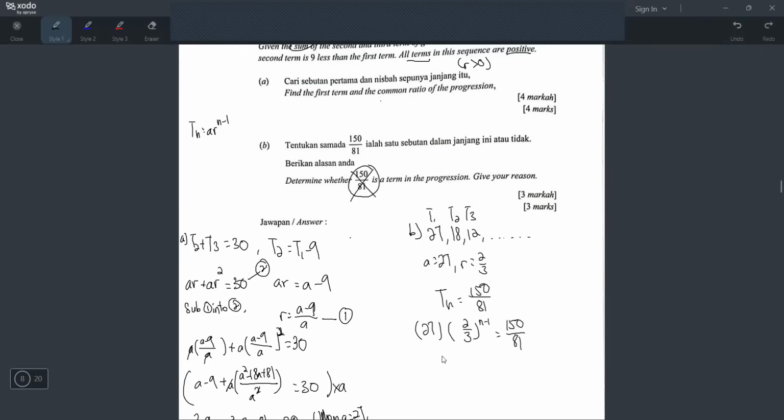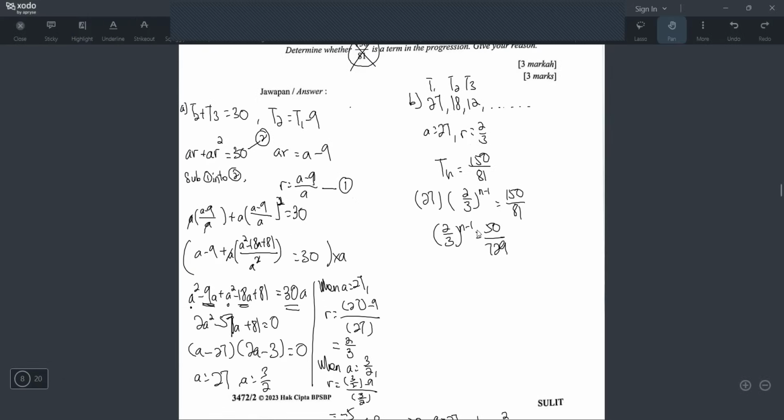But first you will pindah the 27. So it will be 2 over 3 power n minus 1. Okay, we can press calculator. 150 divide 81, and then divide 27. Okay, my calculator give me 50 over 729, right? 50 over 729. But how can I find n?